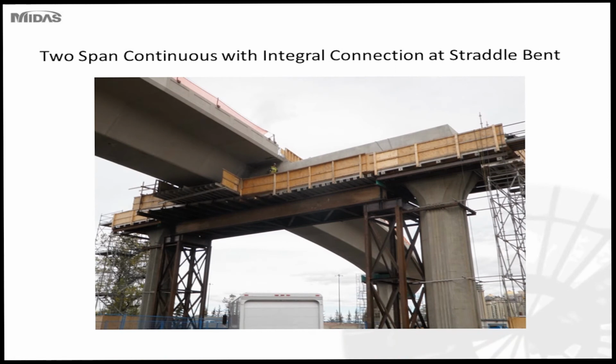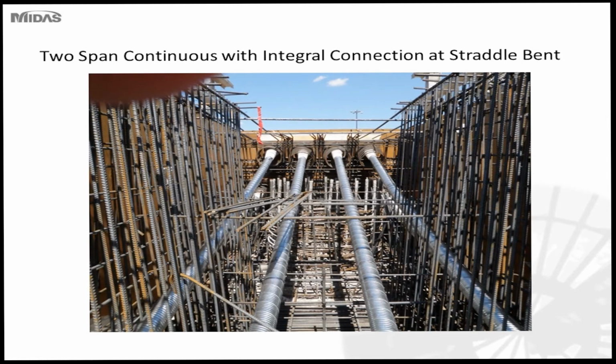This picture is showing the two span continuous with integral connection at the straddle bent. The construction was built over an active CP railway. This segment is curved in alignment, which makes it more difficult in detailing. The temporary formworks was used to support the cap beam. This picture is showing the internal post tension tendon in the straddle bent.